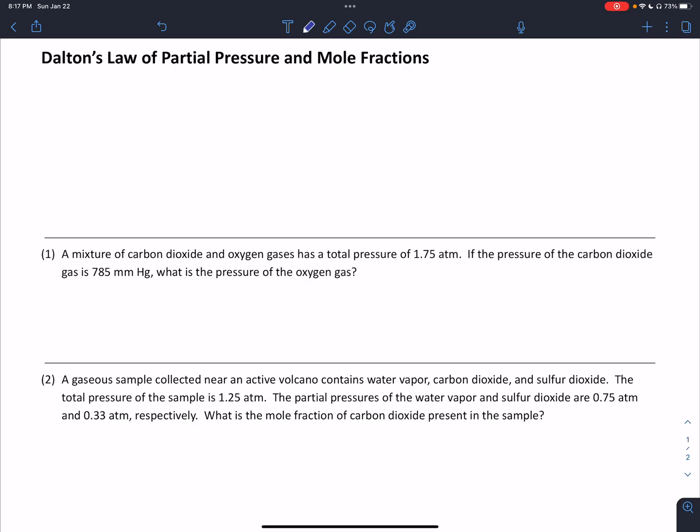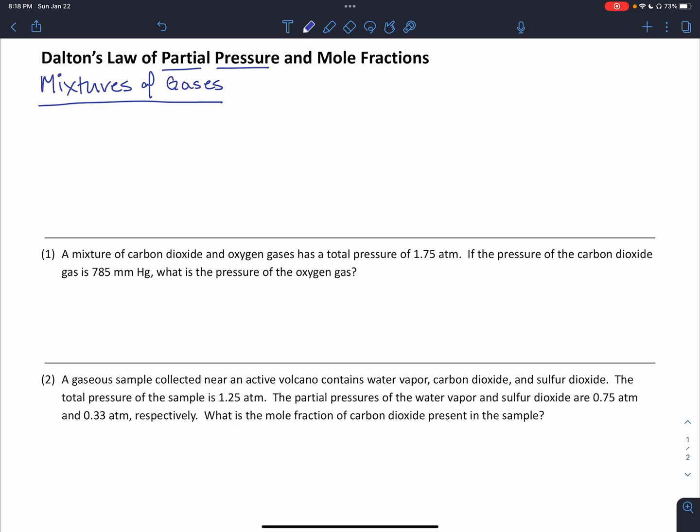This one's going to look at Dalton's law of partial pressures and mole fractions and the calculations that go along with those two topics. Dalton's law of partial pressures deals with mixtures of gases. To date, we've really been focused on a single gas within our sample, but that's not really the case. Most often we've got mixtures of gases. The air we breathe is a great example of that.